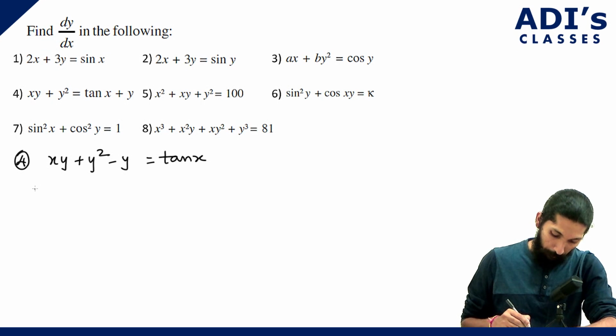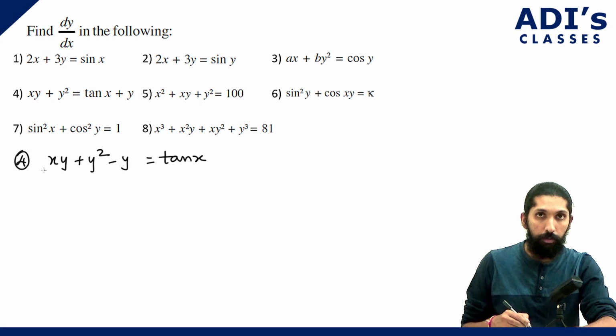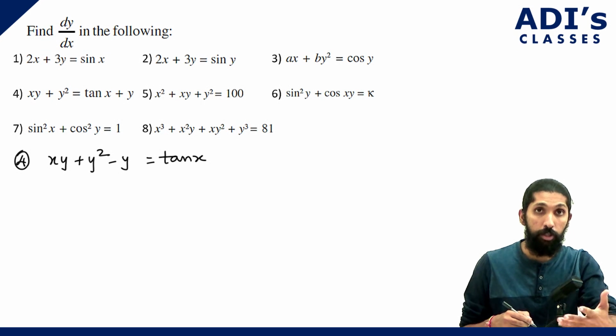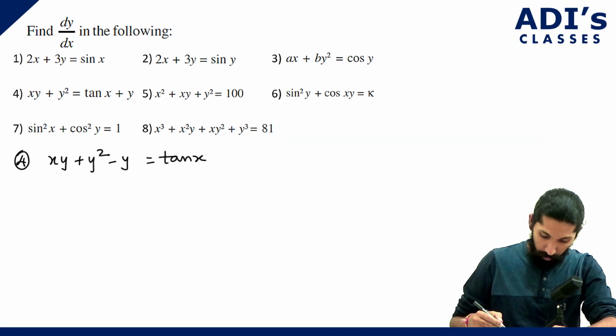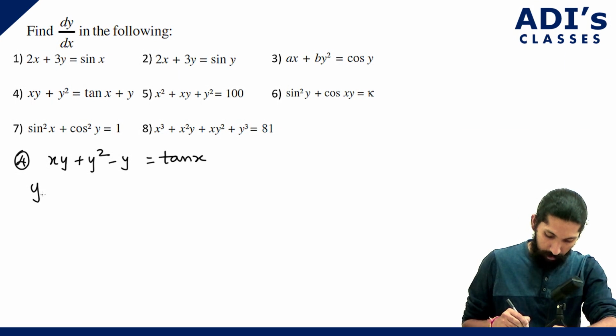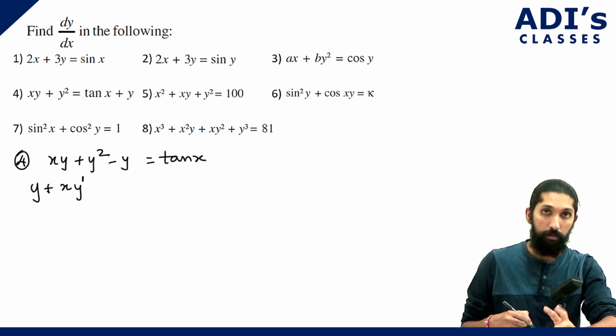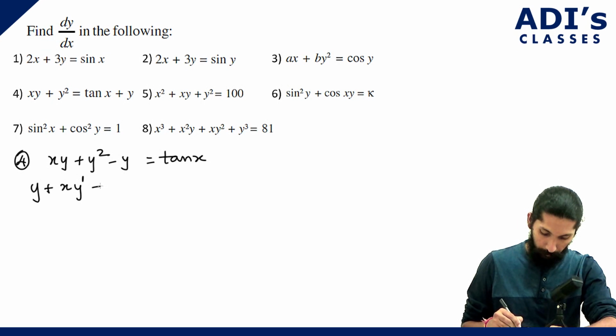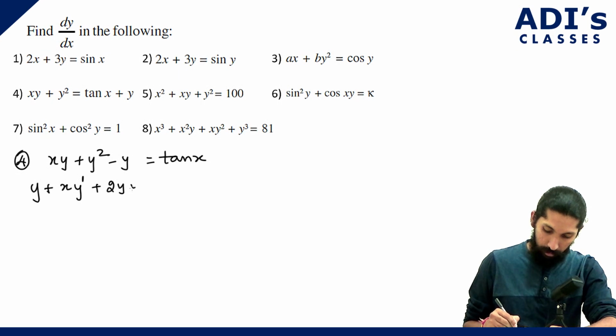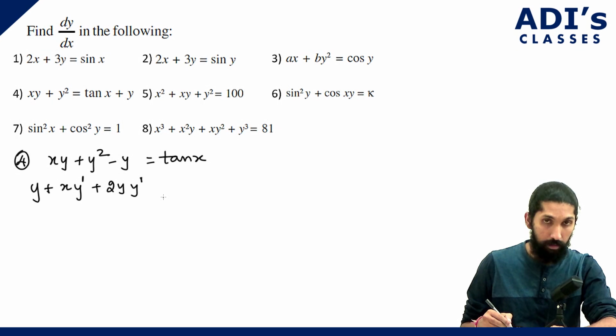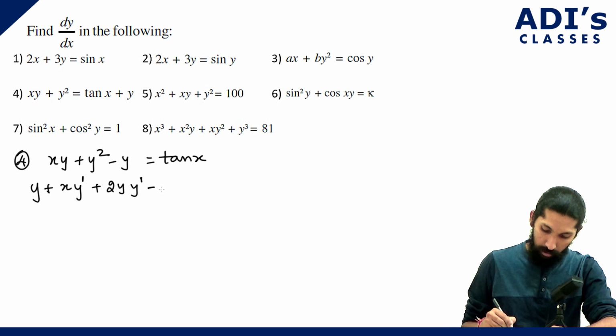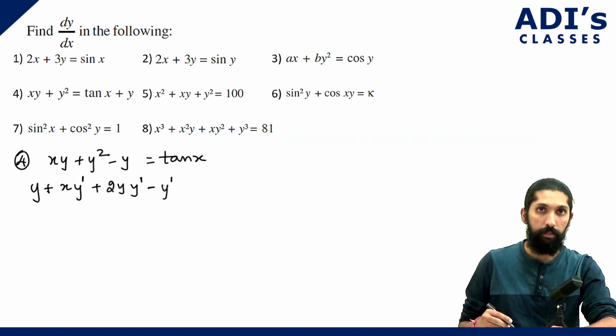So you will get, first, it's a product rule, correct? Xy, you're differentiating with the product rule. So when you apply the product rule, you will get y plus x into y dash, plus 2y into y dash, next minus y dash, isn't it?